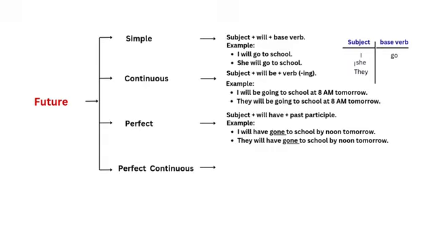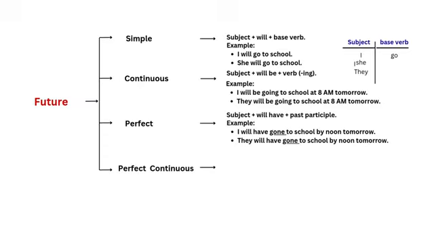Future perfect. Subject plus will have plus past participle. Example: I will have gone to school by noon tomorrow. This means that the person will have completed the action of going to school at some point before or by noon the next day. The action will be finished by the specified time in the future.